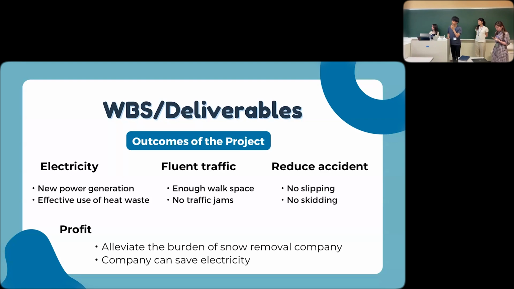reduce accidents. As for electricity, we will develop new power generation, and it allows us to utilize waste heat in an effective way. And as for flow and traffic, we can prepare enough space for people and the cars, and it helps us to reduce the number of traffic jams. It also helps us to reduce the number of accidents caused by people and cars, like slipping or skidding.